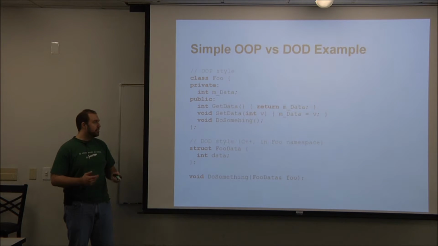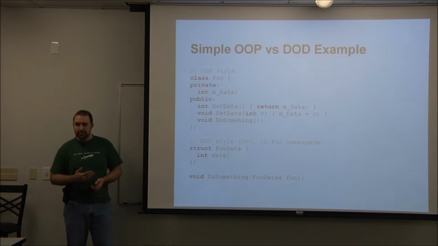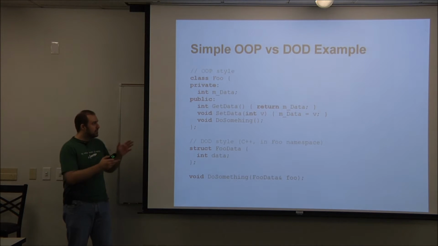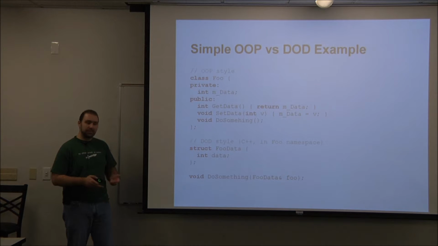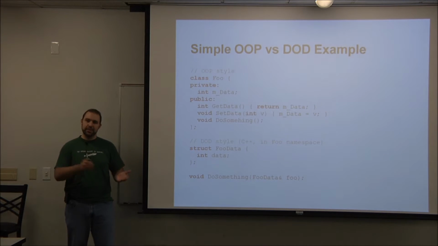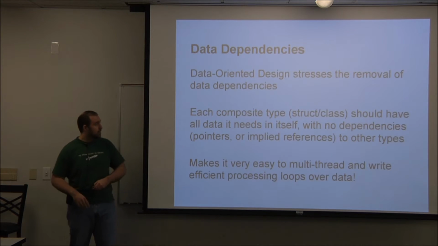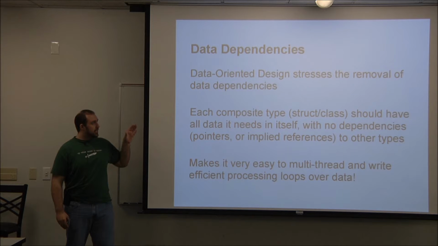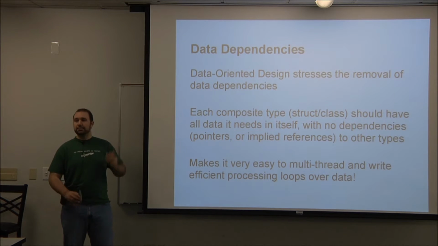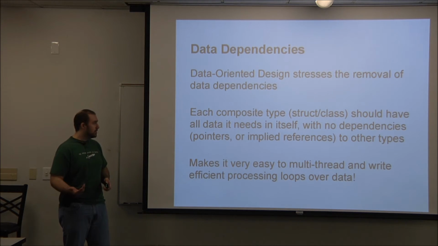So you can see in terms of actually writing your code for data-oriented design, in terms of how your code looks, it's really not hugely different. It's just a slight reorganization and moving a little bit back towards C. The actual strength of data-oriented design comes in how you use these structures and what you do with them, of course. So data-oriented design stresses the removal of data dependencies. This is another key part of data-oriented design.